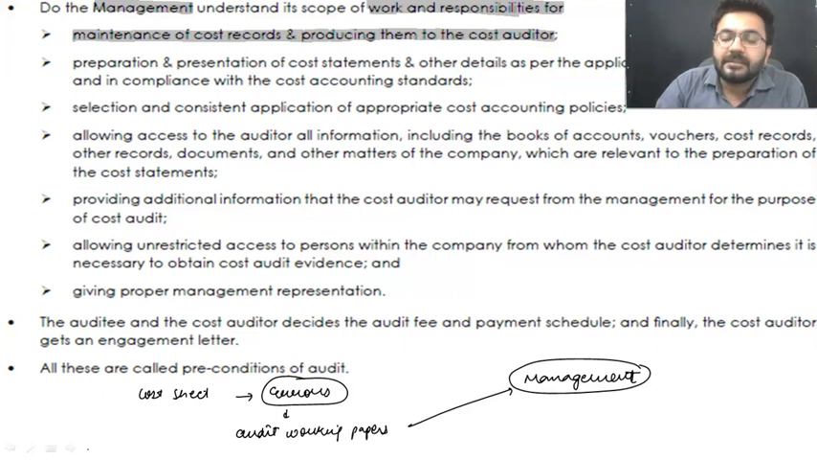It is the responsibility of the company to prepare cost records, and it is the responsibility of the company to produce those cost records to the cost auditor for the purpose of cost audit. Right? And do remember that the cost statements should be prepared as per the applicable standards. As per the cost accounting standards, and the proper cost accounting policies should also be applied. Just like you have accounting policies and accounting standards, we have cost accounting standards, we have a costing framework, everything is there.